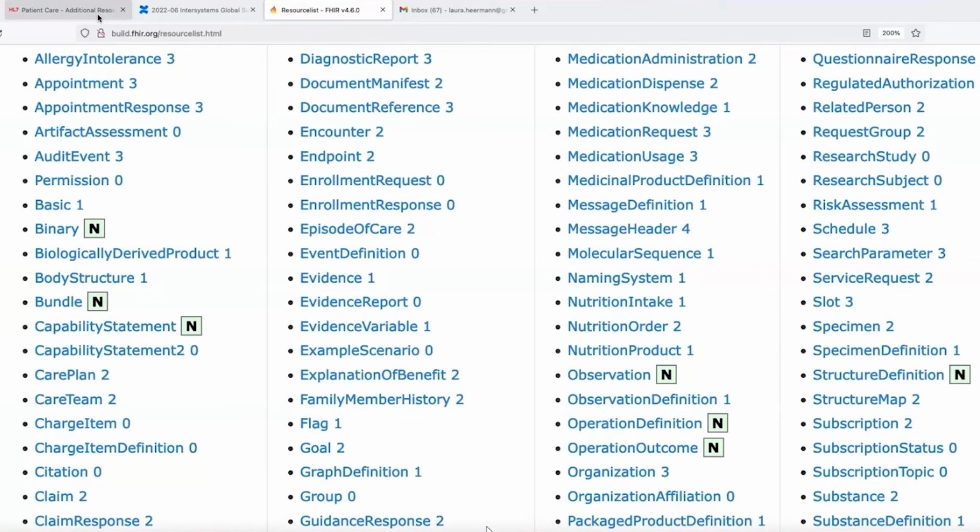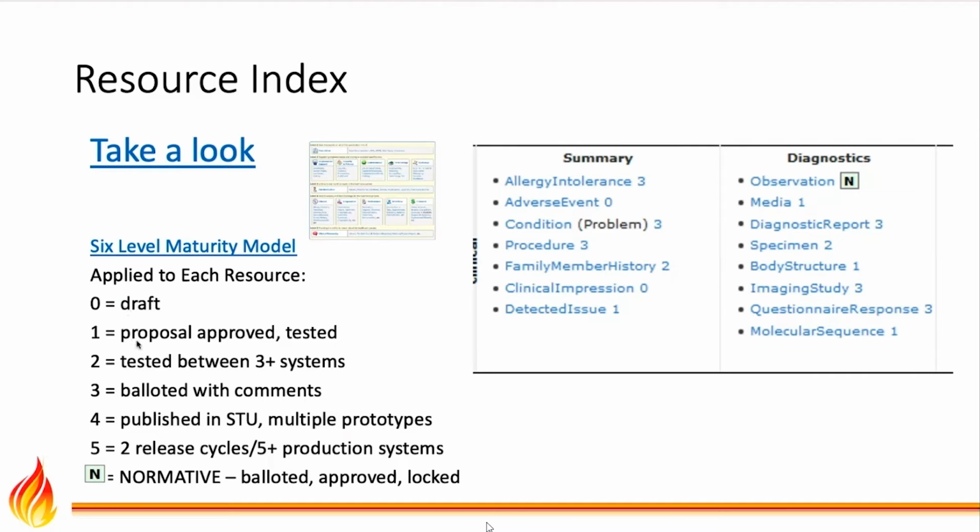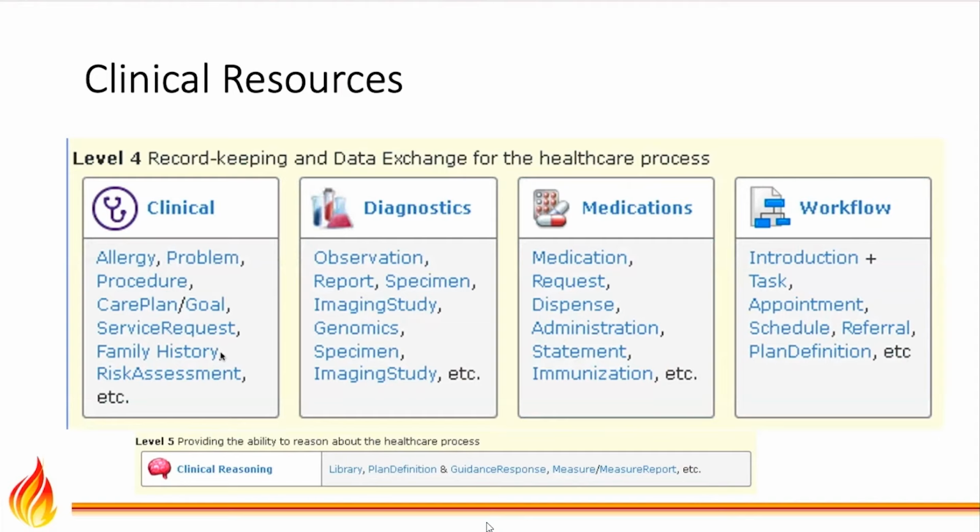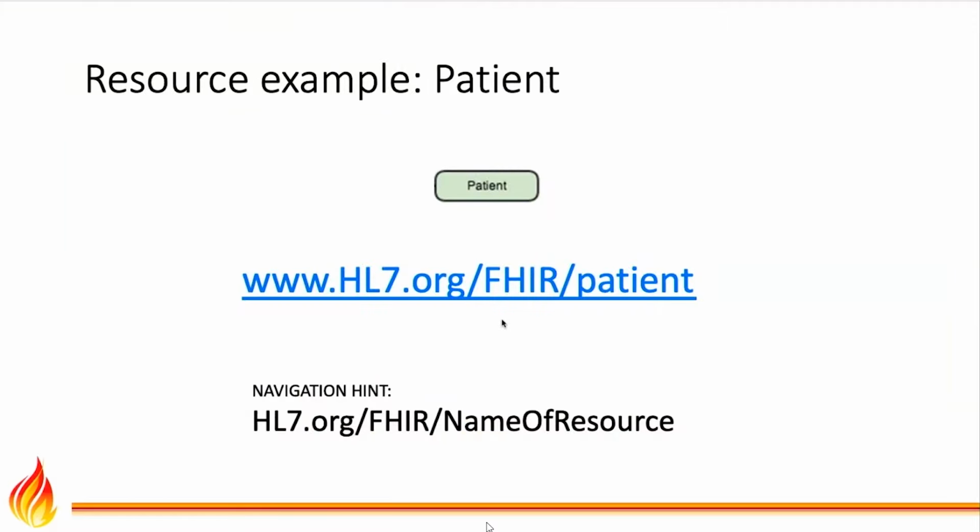And so as it goes through the maturity, which is here, 0 is draft, proposed, approved, and tested is 1, tested between 3 systems gets you a 2, balloted gets a 3, published in trial use, which is STU, or multiple prototypes gets you a 4, and 2 release cycles, 5 plus production systems, you're at 5, and you have to go through all of these before you can get to normative. So there's a time that's in fact imposed as well to get to normative. So that's what the maturity is about. This is just looking at all the different clinical ones that we've looked at before. And then again, here's a link to get to the patient resource.